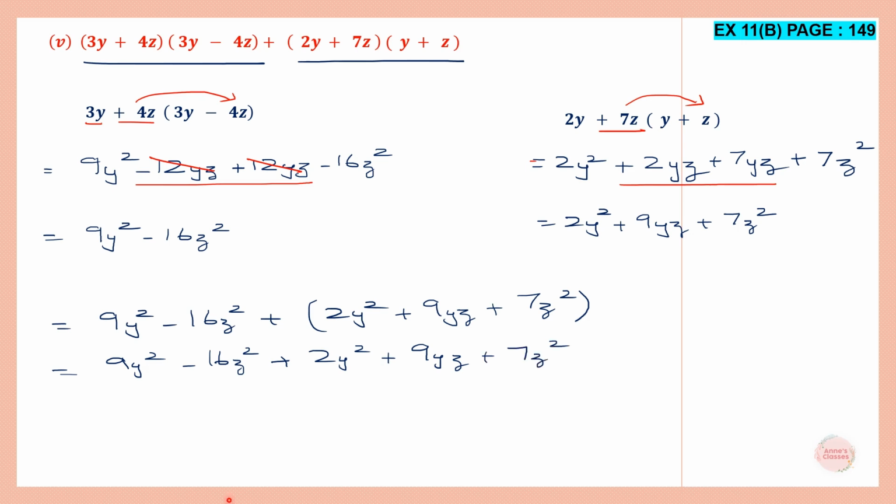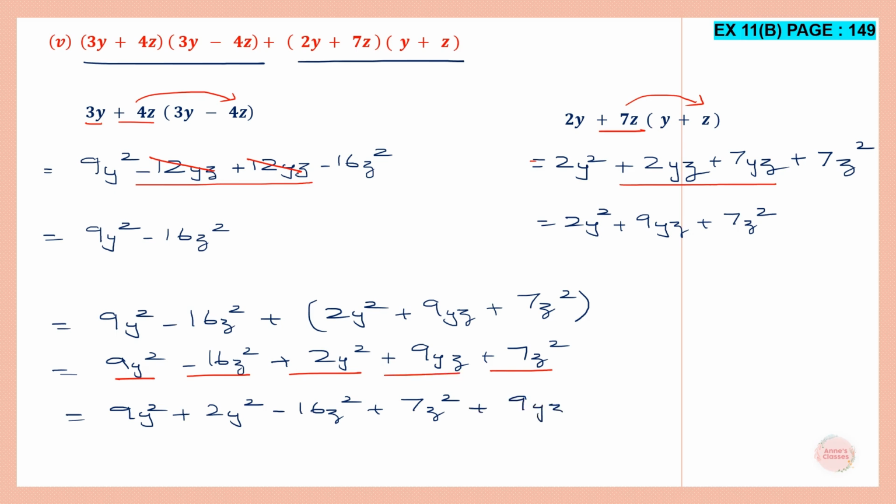So again here also we have to look out for like terms. Here we have y square and here again we have another y square. So these are two like terms. So let's do that. 9y square plus 2y square. Then here we have a z square and here also we have a z square. So minus 16 and plus 7 both are z squares. So minus 16z square plus 7z square, and we have the last one here, which is plus 9yz.